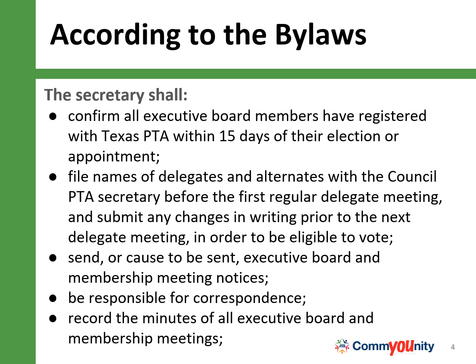File names of delegates and alternates with the Council PTA Secretary before the first regular delegate meeting, and submit any changes in writing prior to the next delegate meeting in order to be eligible to vote. Only those delegates that are on record with the Council Secretary will be granted voting privileges. If a change needs to be made, do so in writing before the next Council delegate meeting.